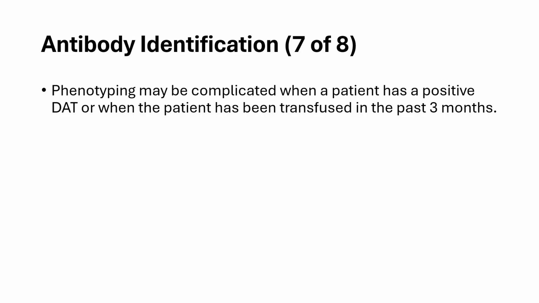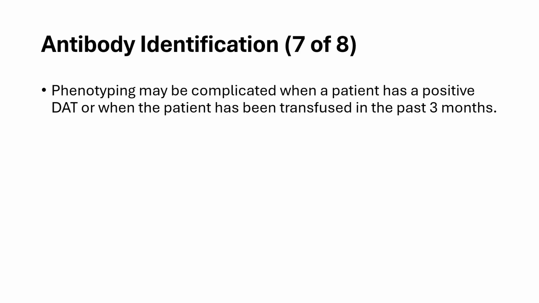For phenotyping, we have a positive direct antiglobulin test, or DAT. This is when a patient has a positive DAT, so that means their red blood cells are coated with antibodies or complement in vivo. This coating can interfere with phenotyping because the surface antigens might be masked or altered, making accurate antigen typing difficult.